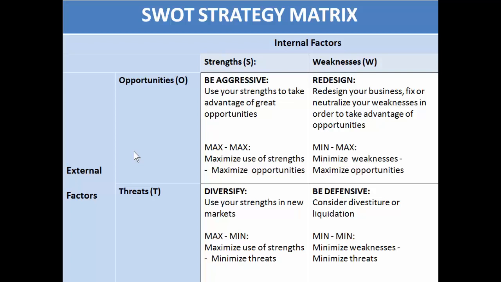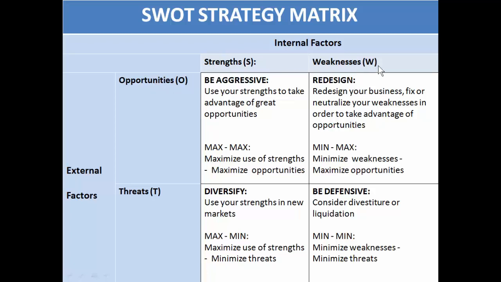The SWOT strategy matrix takes all of your strengths and weaknesses that you already have from the situation analysis, and examines your external factors like opportunities and threats. So you've already listed your strengths, weaknesses, opportunities and threats, and then you try to see how you can leverage your opportunities with your strengths, and what weaknesses you need to fix or redesign your practices in order to take advantage of your opportunities.